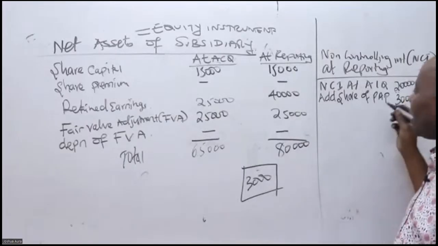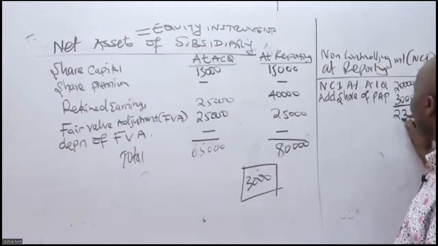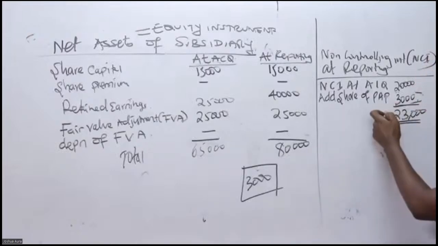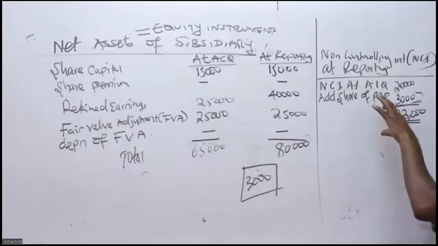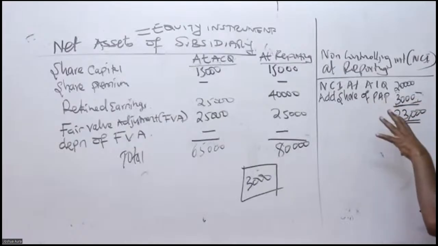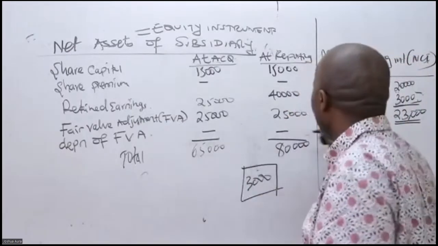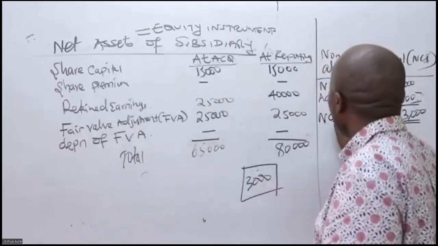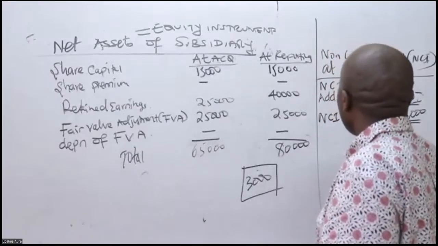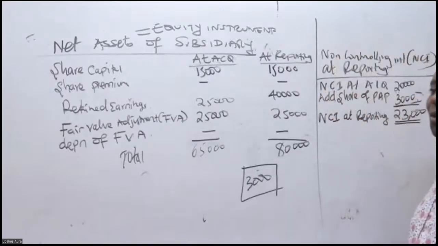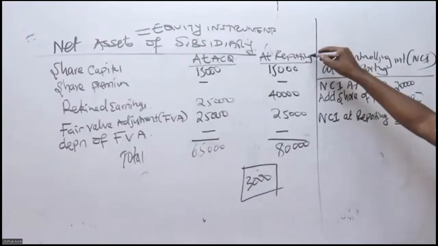Right? And then now what I will do, I will come and say that this is 23,000 total. So remember, you're using Excel to get this 23,000. You simply say equals sum, or use the Alt equals shortcut. Then you say enter, 23,000. So this is NCI at reporting. So this is a very important step.